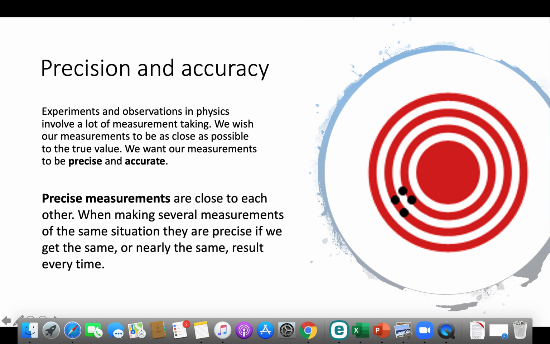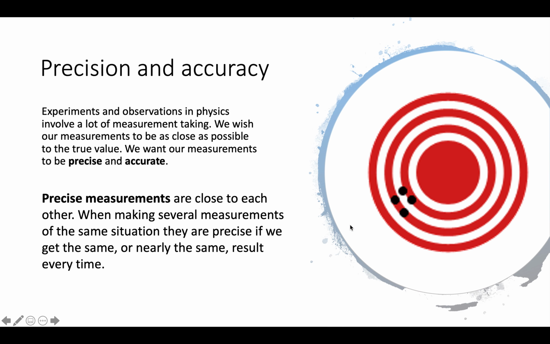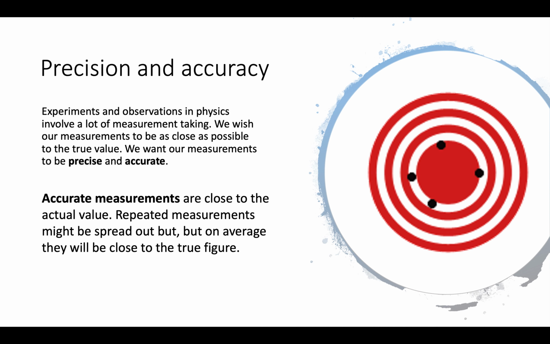The analogy here is with shooting arrows, and if all your arrows hit your target at more or less the same point, then you have a very precise set of shots. Accuracy, on the other hand, refers to how close you are to the actual value. So in physics, whenever we take a measurement, there is more or less the perfect answer, and your accuracy is how close you are to that perfect answer. If you're taking repeated measurements, then it's a little bit more subtle. It's how close you are on average.